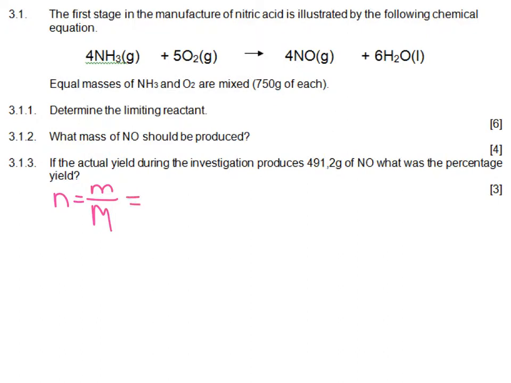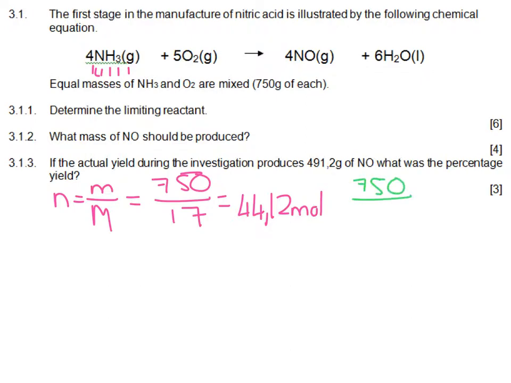So for the ammonia, I'm going to take 750 grams and divide it by 14 plus 1 plus 1 plus 1, which is 17, and I land up with 44,12 moles. Simultaneously, I have 750 grams of oxygen, and the molar mass of oxygen is 32, because it's O2, 16 plus 16, and I land up with 23,44 moles.